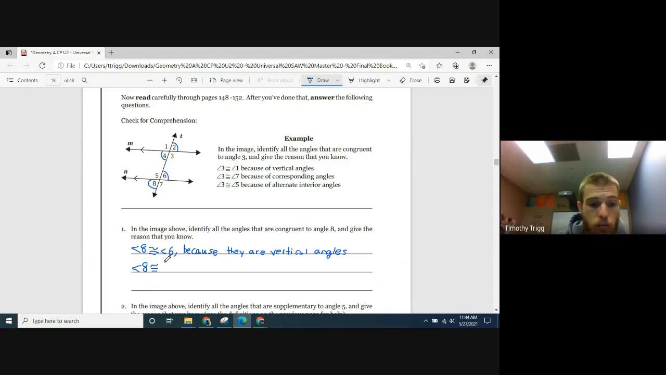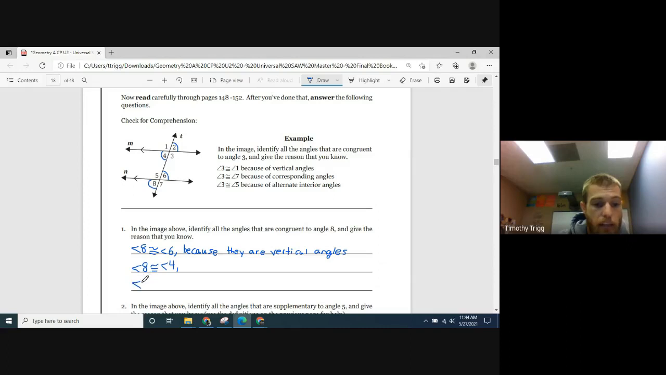So anyway, angle 8 is congruent to angle 4 because why? Angle 8 is congruent to angle 4 because they are corresponding angles. I want you to write that out. So angle 8 is congruent to angle 4 because they are corresponding angles, just like up here.